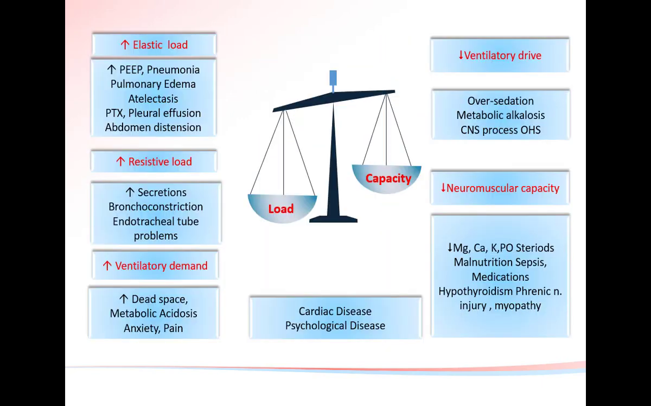The elastic load is more, there is increased PEEP, pneumonia, pulmonary edema, pleural effusion, or there is increased resistive load, so much bronchoconstriction, increased ventilatory demand, he is metabolic acidotic, he's got anxiety, and these are the causes of increased load. And he's got a decreased ventilatory drive, he's still sedated, he's alkalotic, his neuromuscular capacity is less. So these are the reasons why the weaning fails.